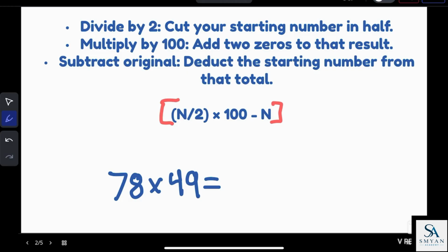Alright, so the first step is to divide by 2. I'm going to write a 1 over here. Divide by 2. Cut your starting number in half. That's what dividing by 2 does. Next, you want to multiply that number by 100, which is basically adding 2 zeros to it. And then finally, you subtract the original number from that value you added 2 zeros to.